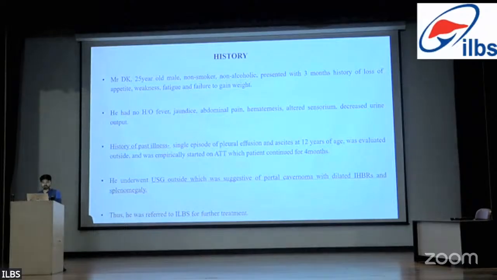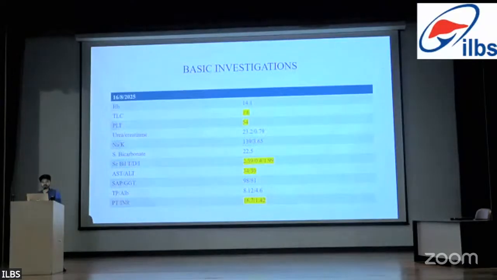In the interim period, he was essentially normal, and he underwent an outside ultrasound at 25 years of age, which showed presence of portal cavernoma with dilated intrahepatic biliary radicals and splenomegaly. So he was referred to ILBS for further management. These were his baseline laboratory investigations, where we can see there is reduced TLC and platelet counts, and bilirubin levels were mildly increased, and the rest of the lab parameters were essentially within normal limits.